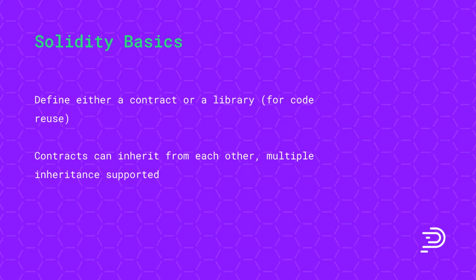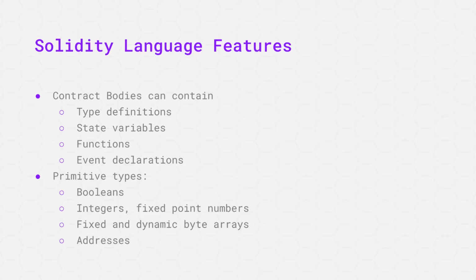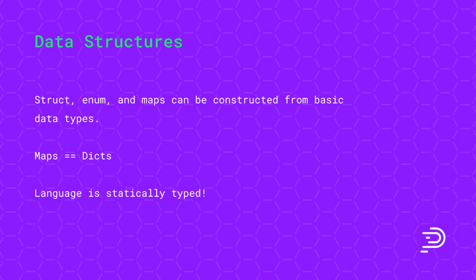Solidity files define either contracts or interfaces for transactions and offline calls to interact with, or libraries meant to be called from other contracts. Inheritance, similar to traditional object-oriented inheritance, is supported, as is multiple inheritance. Contract bodies can contain type definitions, state variables, functions, and event declarations. Typical primitive types are supported with a notable lack of floating point number support. Aggregate types can be composed from these primitive types, including structs, enums, and mappings, which are similar to dictionaries in other languages. Unlike JavaScript, Solidity is statically typed.